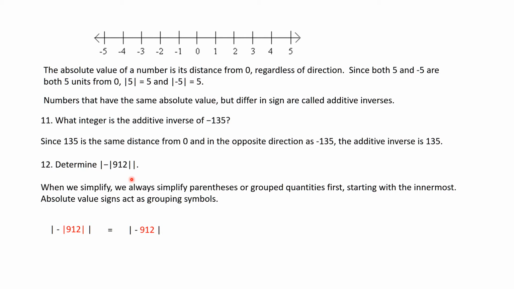Well, that's 912. So when I take the absolute value of 912, I get 912, but it still has the negative in front of it because that's outside. Now it's all inside the absolute values, so it's actually positive.